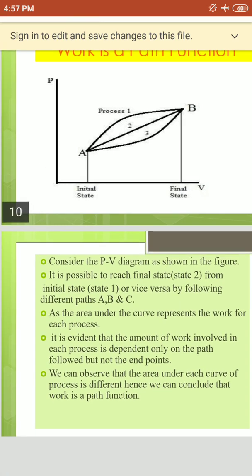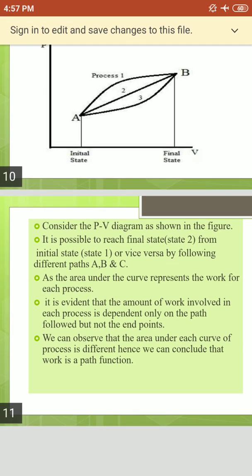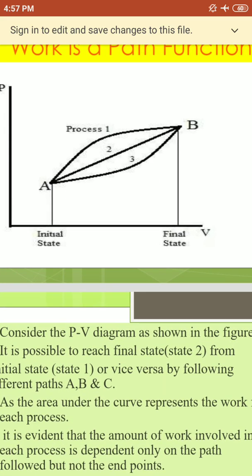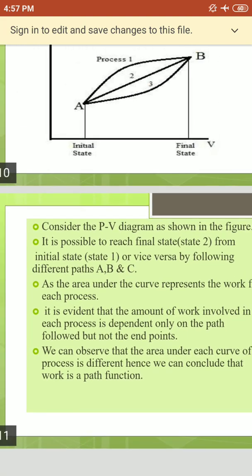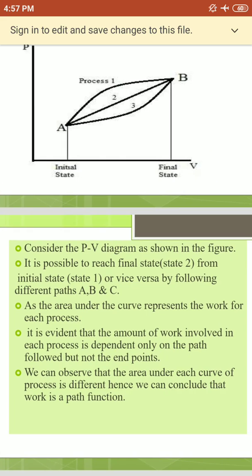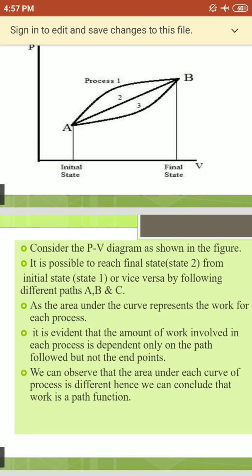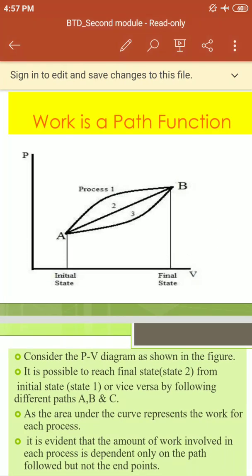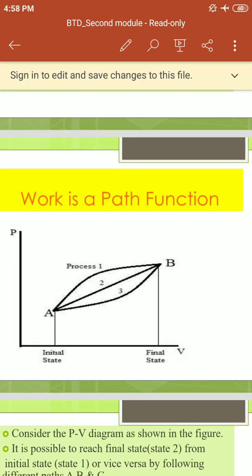We can observe that the area under each curve of the process is different. Check the area under each curve with respect to the horizontal x axis, initial state and final state. The A1B area is more than the A2B area. Therefore the area under each curve of the process is different. Therefore you conclude that work is a path function. This is in general, work is a path function.